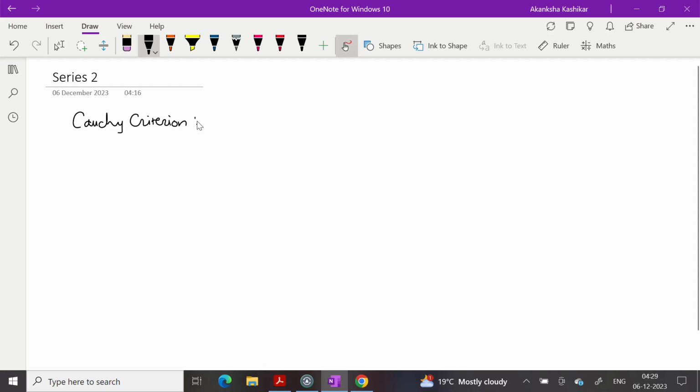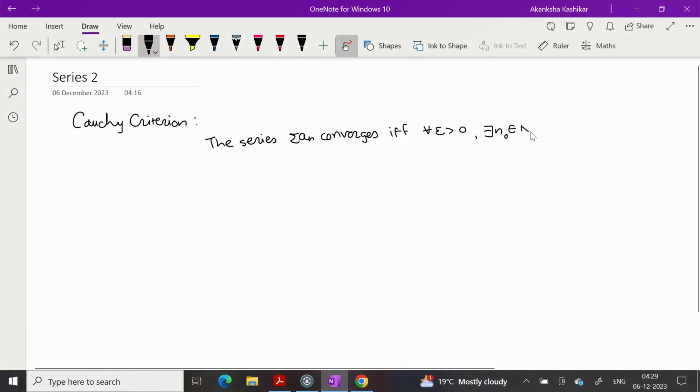So consider a series summation an. The series summation an converges if and only if for every epsilon greater than 0 there exists an N naught in N such that for every m, n greater than or equal to N naught, mod of Sn minus Sm is less than epsilon. Okay.